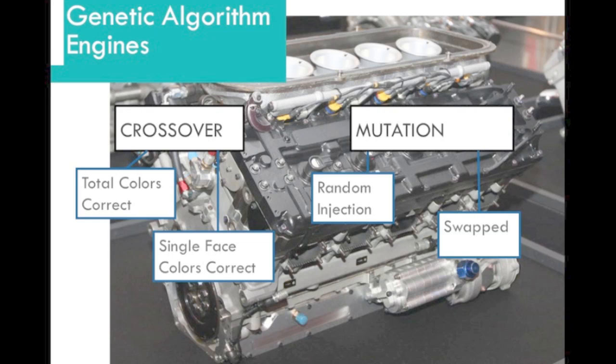Alrighty, let's talk about the engines that drive the genetic algorithm. You might have wondered, when you're creating offspring, how are you actually going to combine the parents' solutions together? That is done using a crossover method. The mutation is a function of our algorithm that allows us to make a slight change to an offspring. This allows more randomness and variation in our genetic algorithm. The crossover methods that were chosen in this genetic algorithm are the total colors correct and the single face colors correct crossover. The mutations that were chosen are the random injection and the swapped mutation.